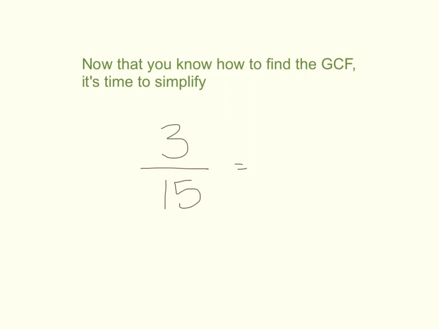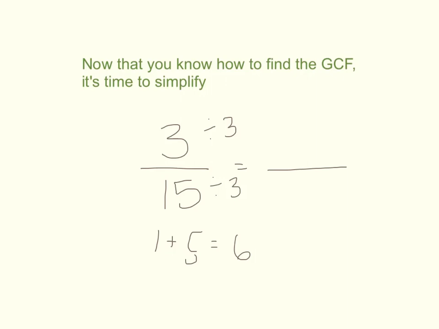So let's look at seeing if we can divide both 3 and 15 by 3. Going to divide the top by 3, and then also the bottom by 3. And luckily, using my rules for divisibility, I know that 15 is divisible by 3 because I can add up 1 and 5 to equal 6, and 6 is divisible by 3.